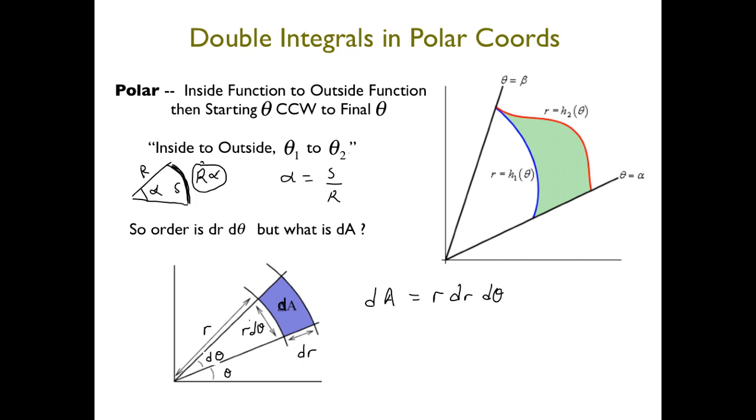So what's going to happen? We've got our f in terms of r and theta. We might have to switch that from x and y, right? And so we're going to have what? R comes first. And r could be a function of theta, right? So these r's are functions of theta, which we could call h1 and h2.